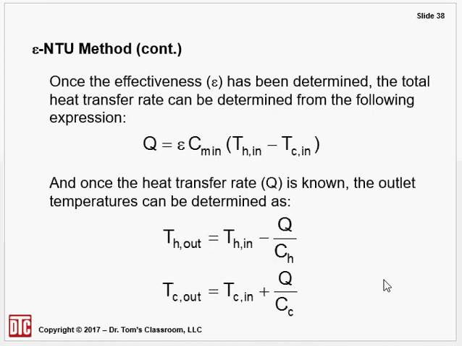Okay, now if you take those equations, and take this equation and the other two expressions and rearrange them, you end up with these two expressions for the two temperatures that you don't know, the T_H out or the T_C out. The T_H out is the T_H in minus Q over C sub H, and the T_C out is the T sub C in plus the Q over C sub C.